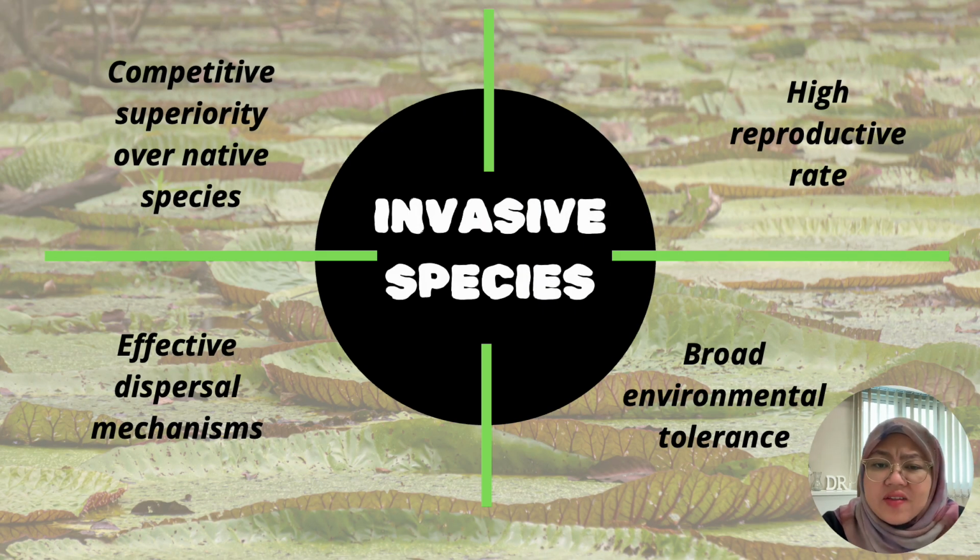What makes a species invasive? They often have high reproductive rates, broad environmental tolerance, strong dispersal mechanisms, and competitive advantages over native species. All these traits allow them to dominate a new environment quickly.